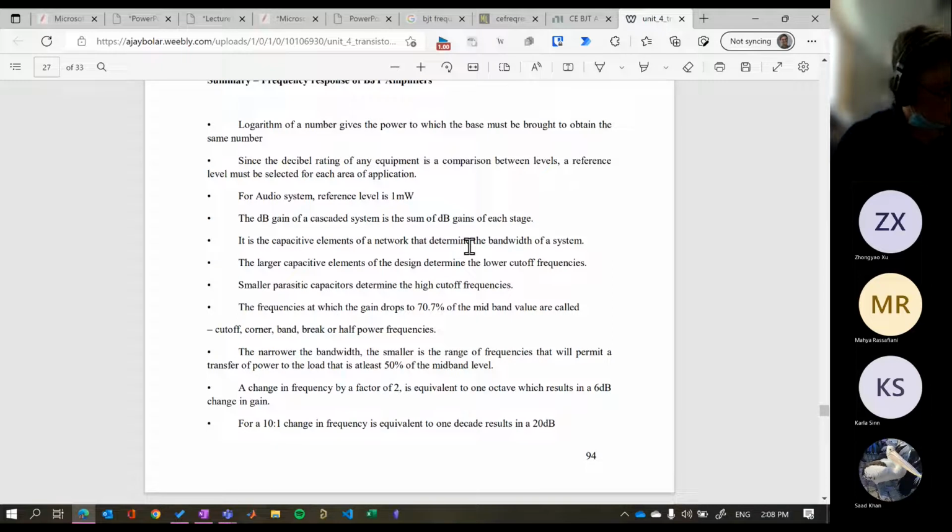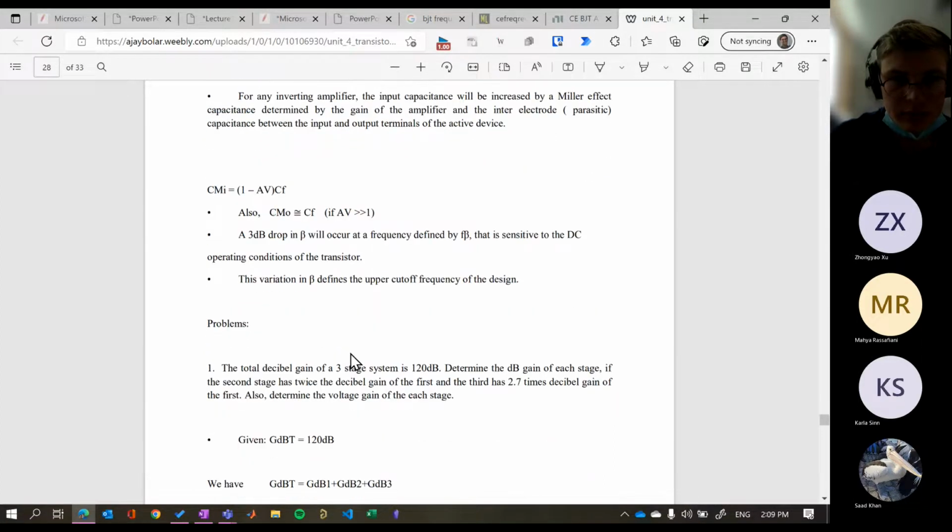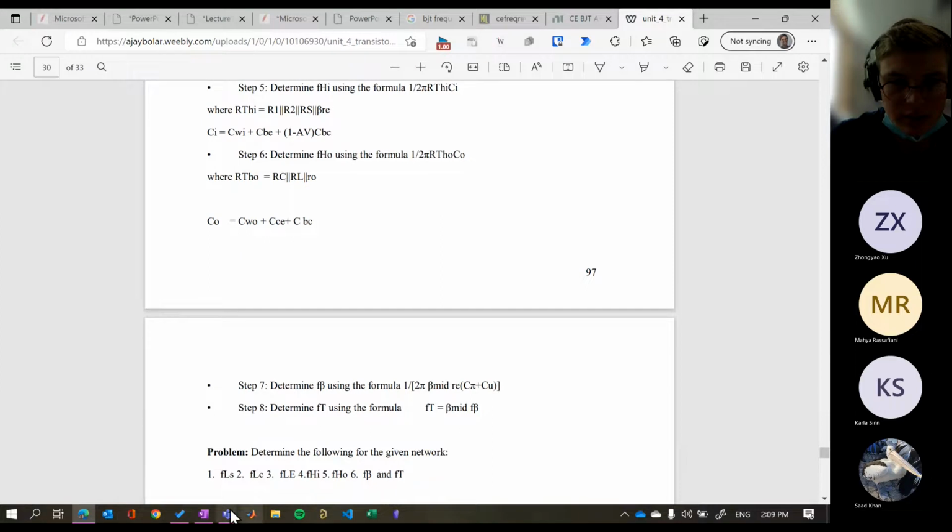I mean, I guess we could have a look at a pretty simple high frequency circuit, and then go from there. Yeah, let's do that.